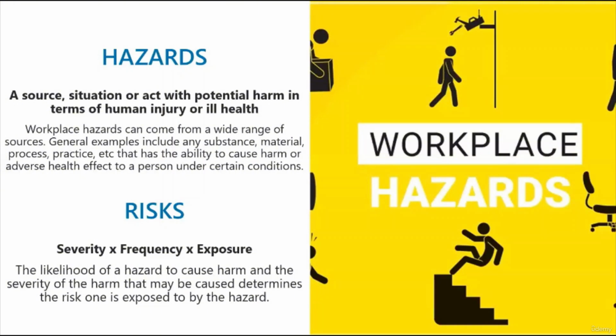Hazards, as we had earlier defined, is a source, situation, or act with potential harm in terms of human injury or ill health. Workplace hazards can come from a wide range of sources, like substances, materials, processes, or practices, and these have the ability to cause harm or adverse health effects to a person under certain conditions. Basically, a hazard can cause harm or adverse effects to individuals as health effects or to organizations as property or equipment losses. Risk, again, as earlier said, consists of severity, frequency, and exposure. It is the measure of how much harm and how likely it is that a hazard can cause harm, which is the likelihood of a hazard to cause harm and the severity of the harm that may be caused. This determines the risk one is exposed to by the hazard.